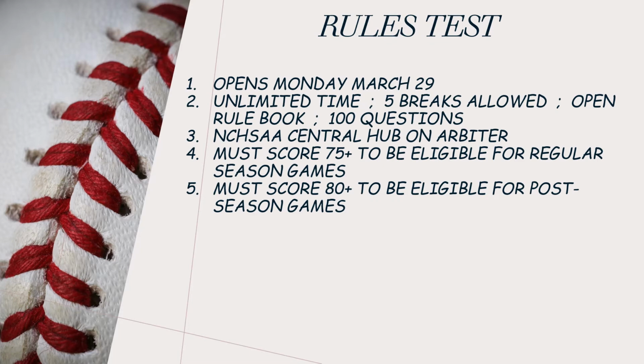Reminder that the rules test is opening Monday, March 29th. It's unlimited time. You have 5 breaks allowed. It's an open rule book test. It has 100 questions. It can be accessed on NCHSAA Central Hub on Arbiter. You must score 75 or better to be eligible for regular season games and 80 or better to be eligible for postseason games.